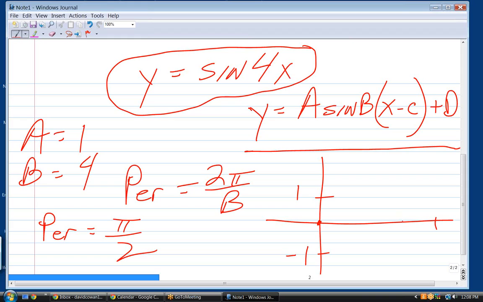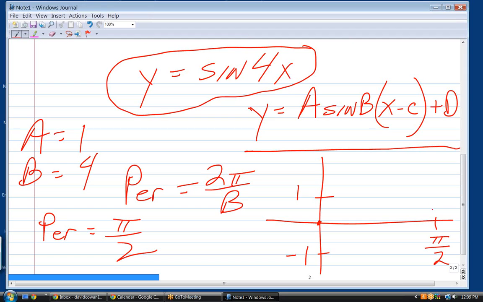Would it end at... Ouch. Sorry, I just did something that messed up my thing. What's the period? The period is pi over 2. That's where it ends. In other words, the period is the spot between where it starts and when it starts again.